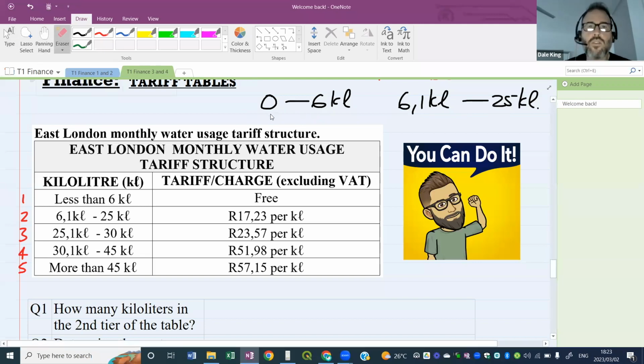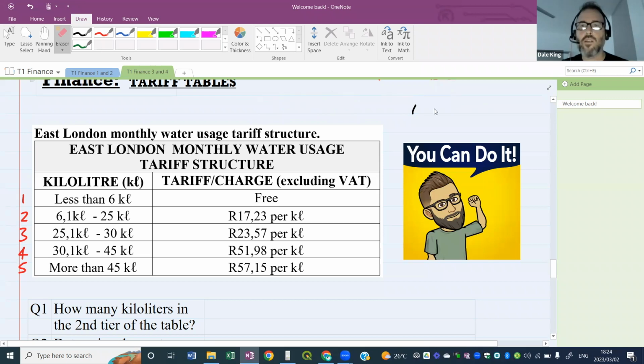We're not even going to use the 0.1. We're going to ignore it. That's all that's telling us is that you have to be above 6. That's what I want you to see that 0.1 is representing, that you're above 6. You're not on 6, you're just above it. I hope that makes sense.